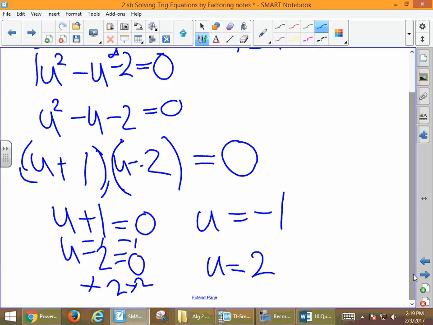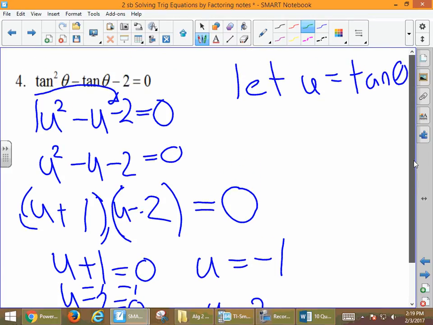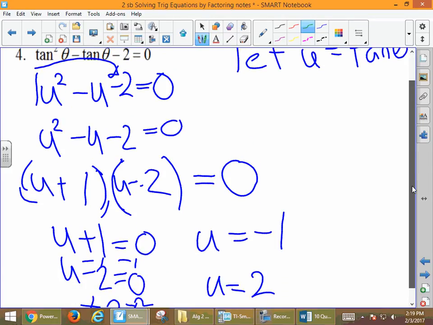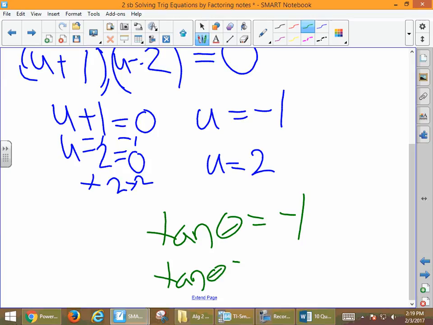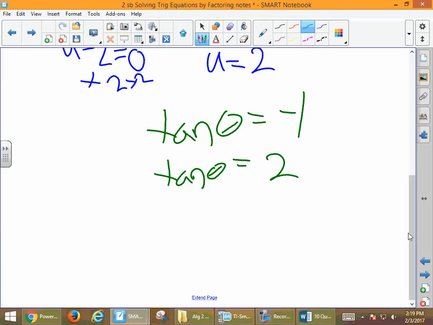But if we remember, way back at the top, we said that U was equal to tangent of theta. And so we're now going to get back to our original tangent of theta that we started with. So now we see our U, and we're writing tangent of theta equals negative 1, because we want to end in the same variable that we started with. And so we see U equals 2, so we have tangent of theta equals 2.